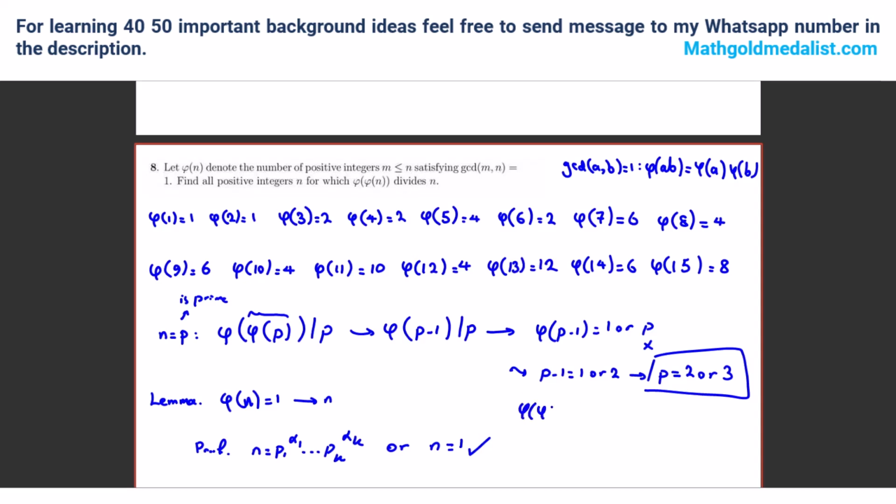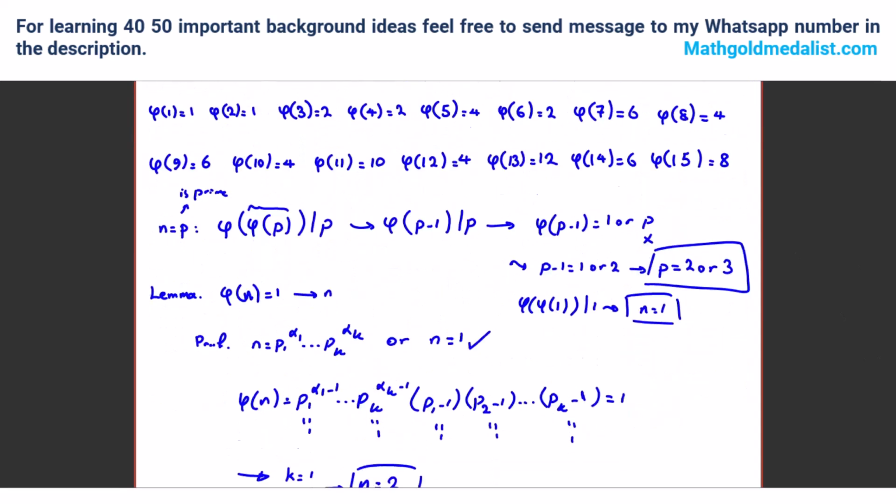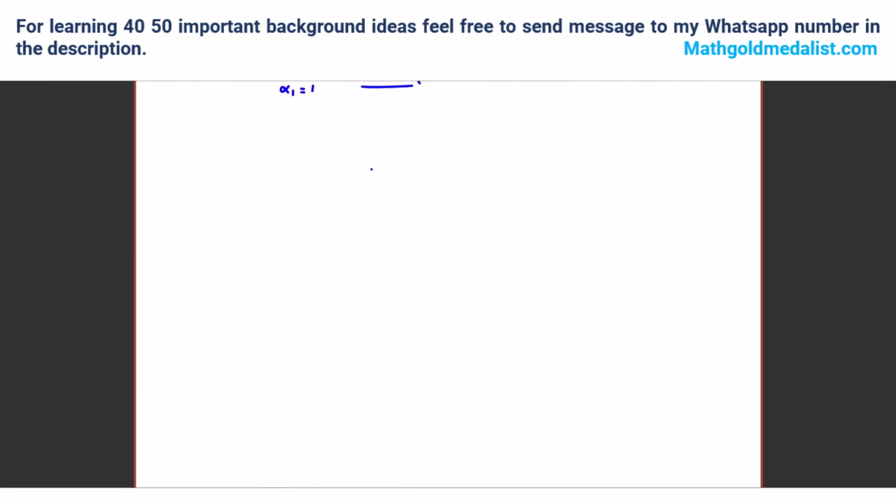Does phi of 1 divide 1 or not? It does. Yeah, so before considering primes, we should check 1. So n equals 1 is another answer, right? Right. So we considered 1 prime, only 2 or 3 possible. Now in the next step, we should consider n equals what? pq. Let's consider first 1 prime.